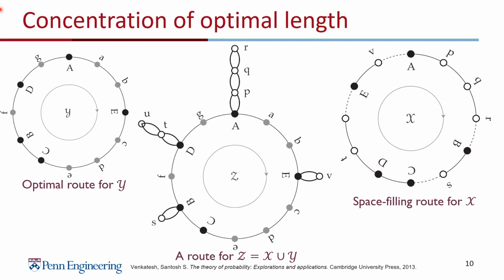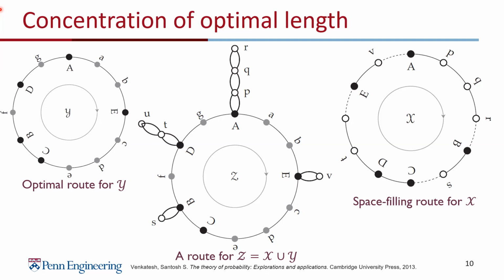So for example, the black dots, capital A, capital B, capital C, belong to both X and Y. The gray dots here belong only to Y. Capital A is a location in X and Y.